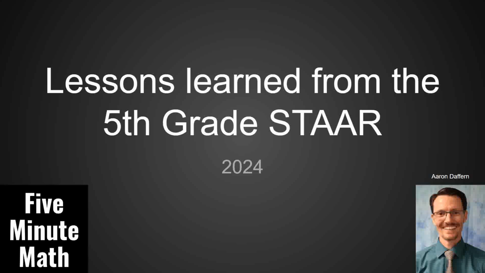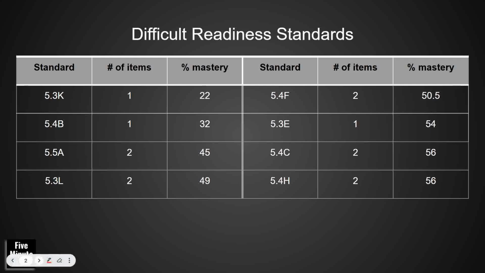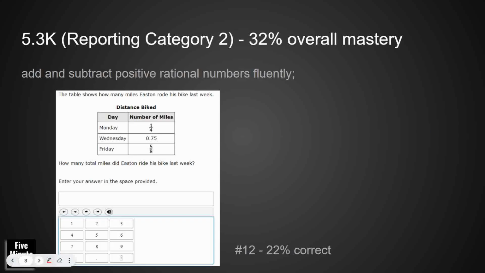Today we are looking at the 5th grade mathematics STAAR test from 2024 and trying to learn some lessons from the readiness standards in which we struggled. And these are the readiness standards we're looking at across the state of Texas. Any readiness standard in which we scored below 60% of proficiency or mastery, we're going to take a look at those items and see what kind of lessons we can draw from them, both why we got it wrong, and what are some instructional implications.